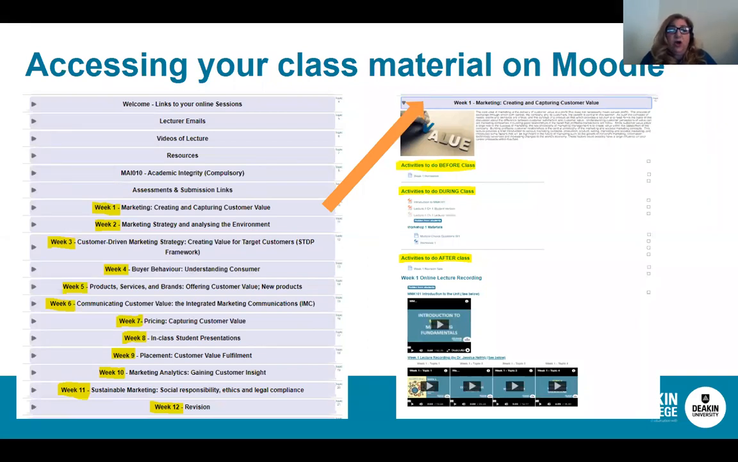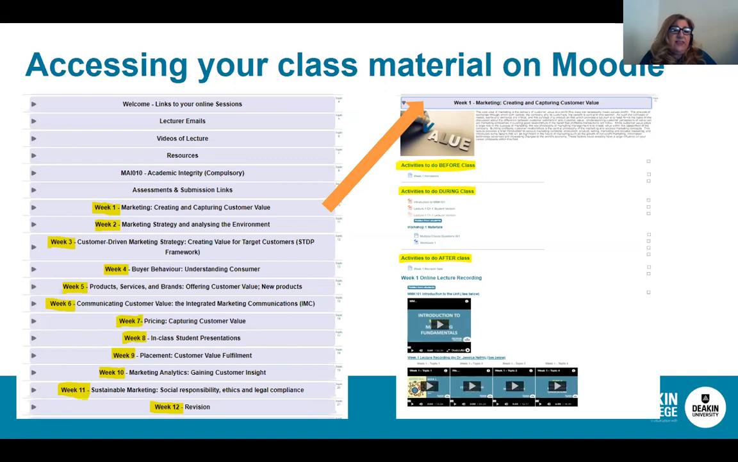So when you click on that folder, they look very similar. You'll have a little spiel about what the topic's about, and then the course material is divided into 3 sections. So you have your before class activities, your during class activities, and your after class activities. Before class is what you need to do before you go to your class. During class, this is where you're going to find your lecture notes, your lecture illustrations, and after class is basically your homework and any videos that you need to review, and so forth.